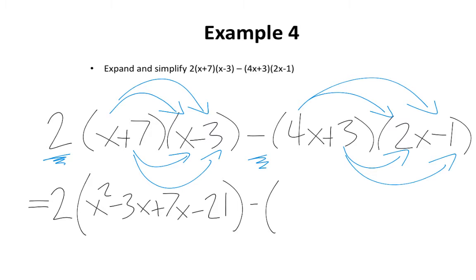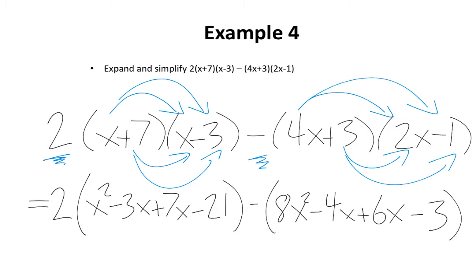4x multiplied by 2x is 8x squared. 4x multiplied by negative 1 is negative 4x. Positive 3 multiplied by 2x is positive 6x. And positive 3 multiplied by negative 1 is negative 3. I'm going to close those brackets.